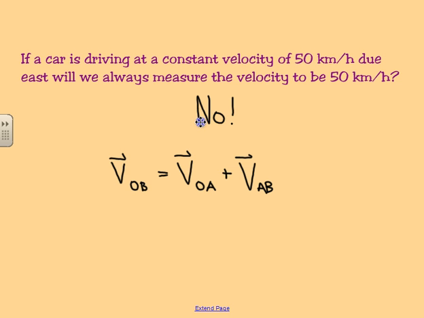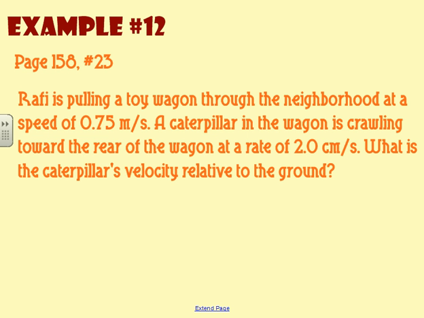So let's take a look at exactly what these reference frames could possibly be by looking at our first example problem here. In this problem, Rafi is pulling a toy wagon through the neighborhood. He's pulling it at a speed of 0.75 meters per second, and there happens to be a caterpillar in that wagon that's crawling toward the rear of the wagon at a rate of 2 centimeters per second. What is the caterpillar's velocity relative to the ground?